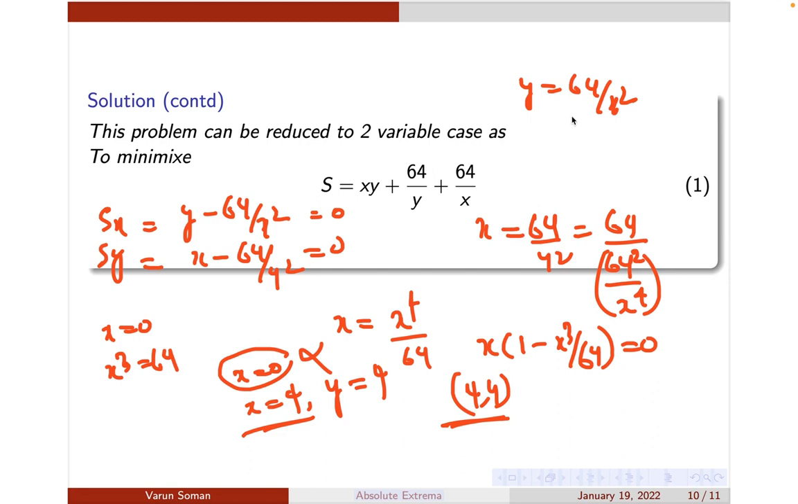So it's not a physical case, so you can just avoid it because it is not possible physically. Okay, so only this point is there. Now we will check whether this point is a maximum or a minimum. So how will you do that? You will go for the second derivative. So what are the second derivatives?